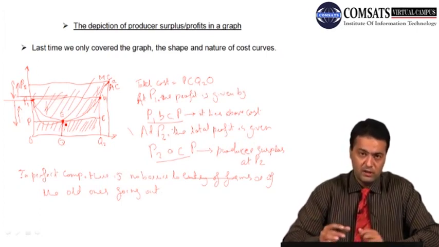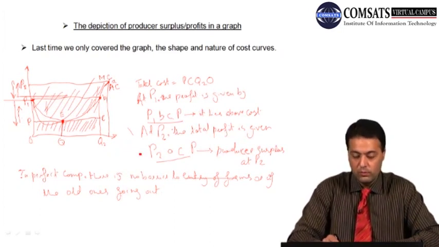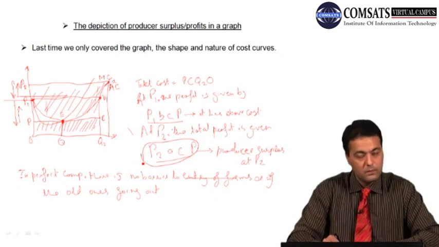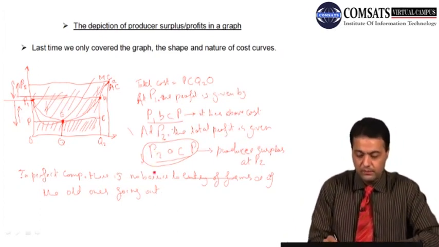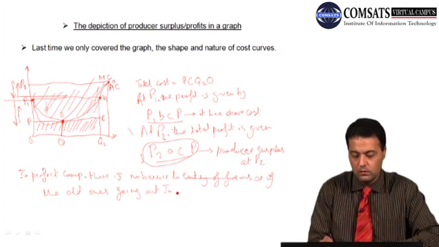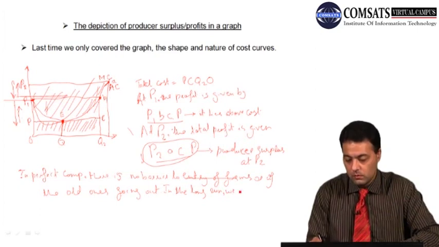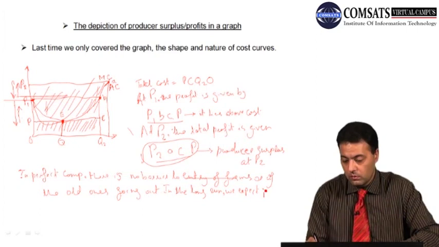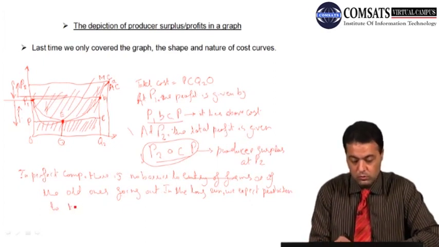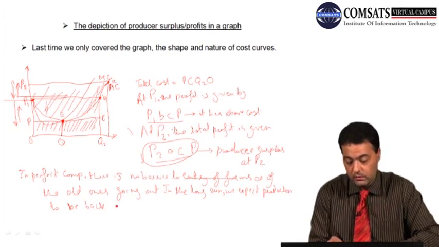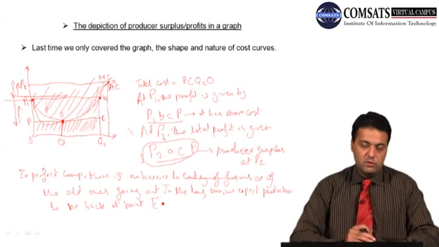So the producer over here, although things would come back down, you would realize that there would be a loss too, and the loss would be equal to this total area coming down from price P2 to P. So let me just state that over here. We expect production to be back at point E, which is the break-even point.